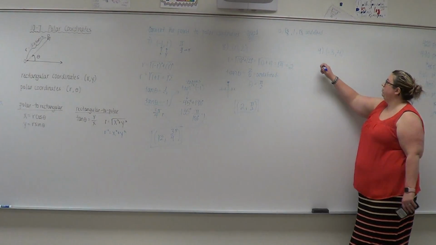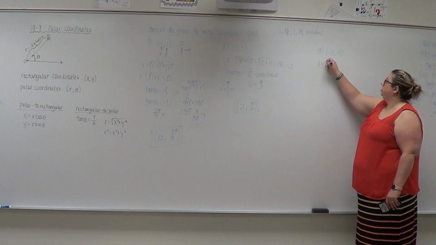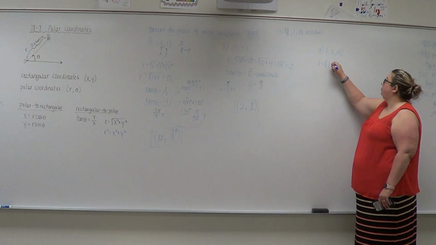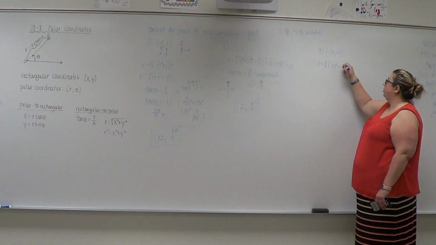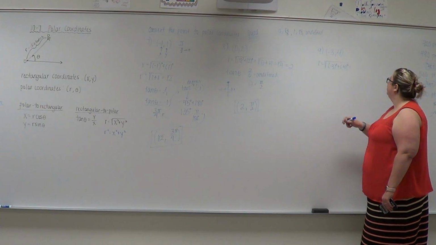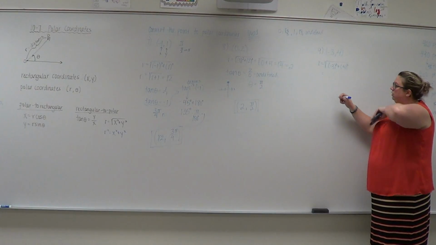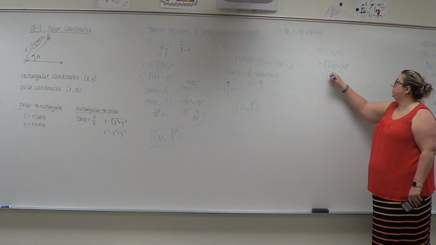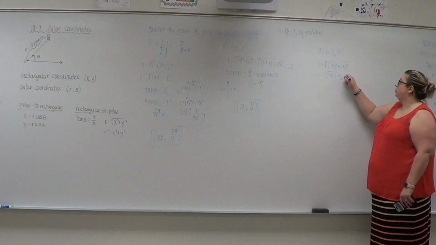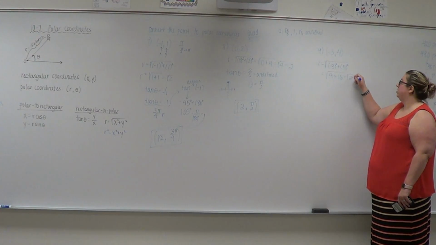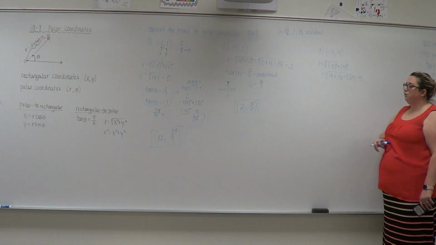Okay, then number 9. R is the square root of negative 3 squared plus 4 squared. So the square root of 9 plus 16, which is the square root of 25, which is 5. Good.